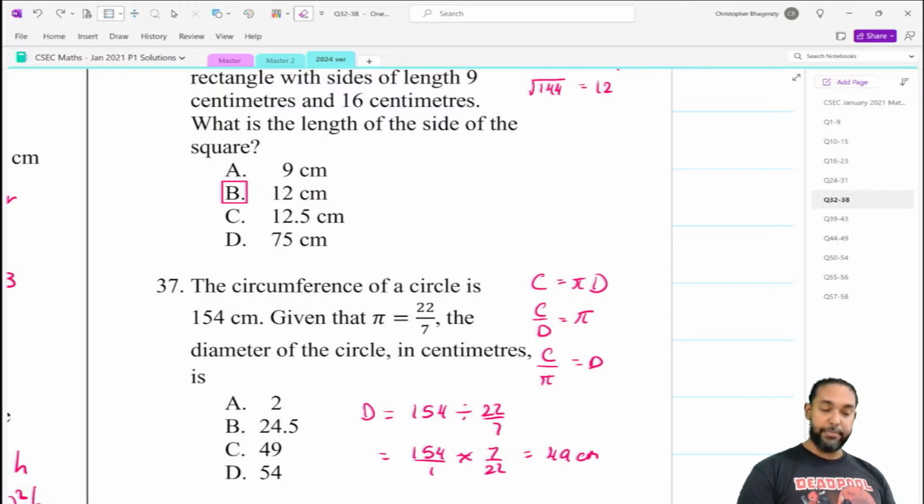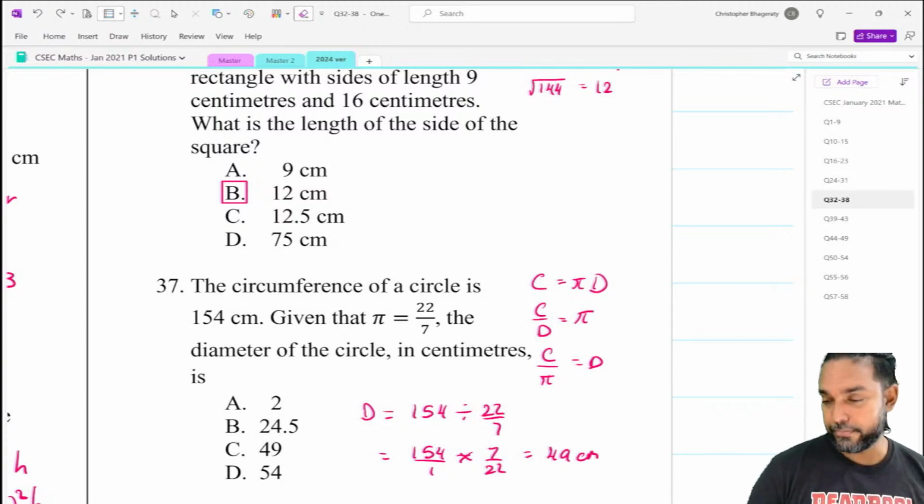But of course, we know it couldn't be 2. Huh? It couldn't be 2. And 54 is still a little too close to 154. Not that that's automatically going to cancel it, yeah?